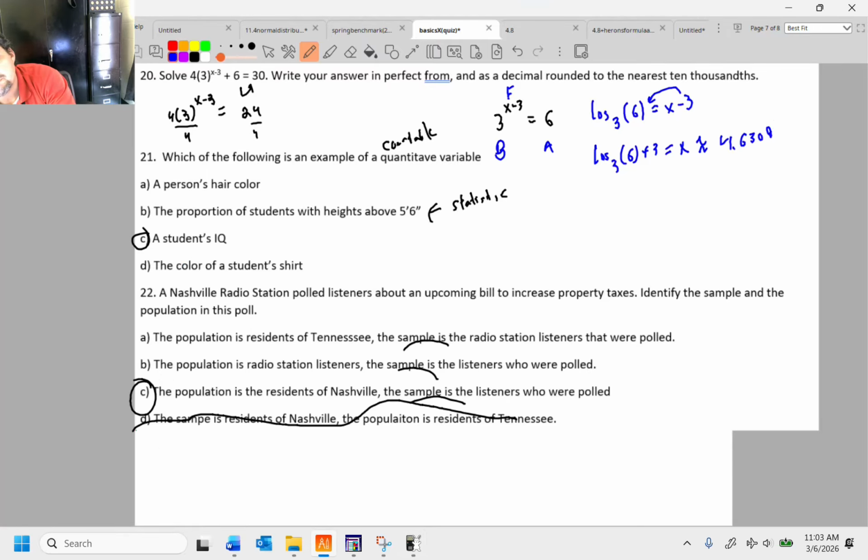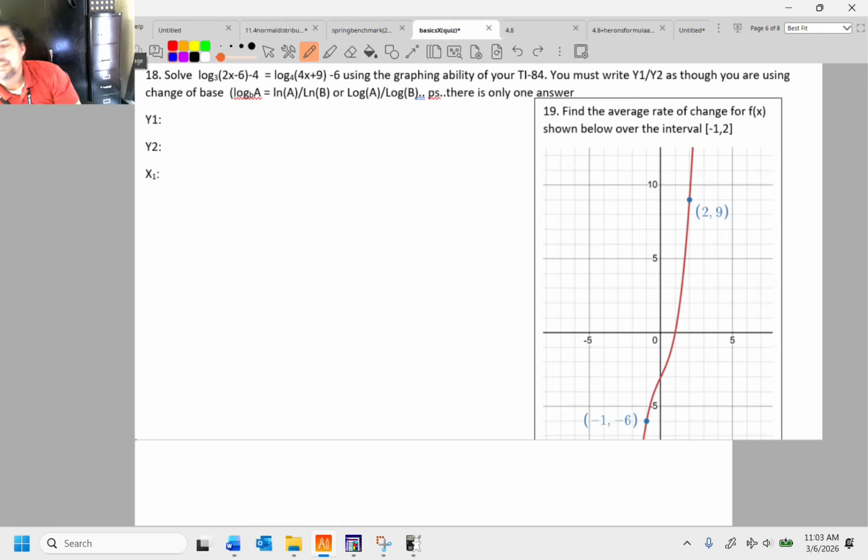All right, moving backwards again. Find the average rate of change for f of x shown below on the interval from -1 to 2. And like, bruh, this is just slope. Slope is y2 minus y1 over x2 minus x1. This is not a high school math standard. It goes back to 6th and 7th grades, man.